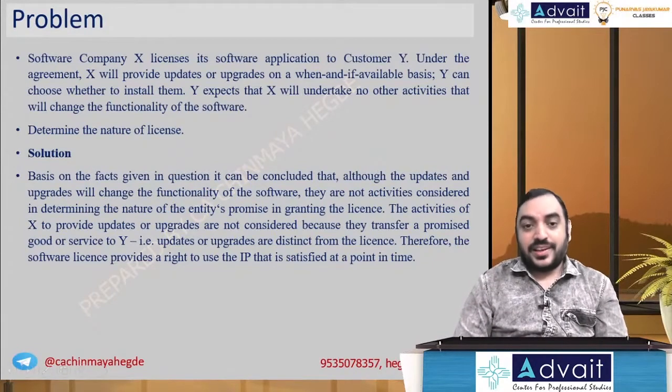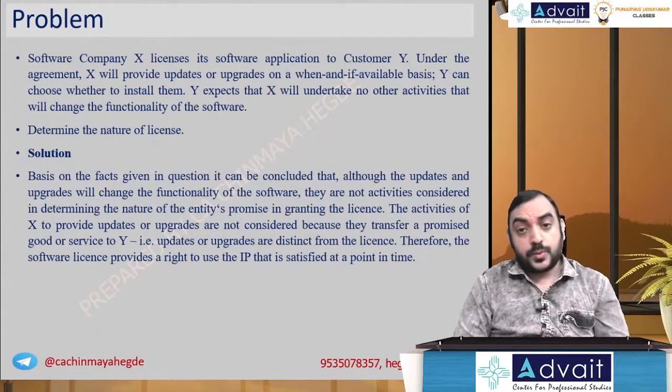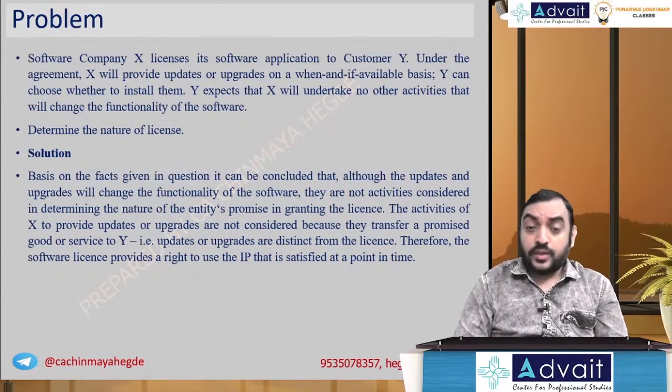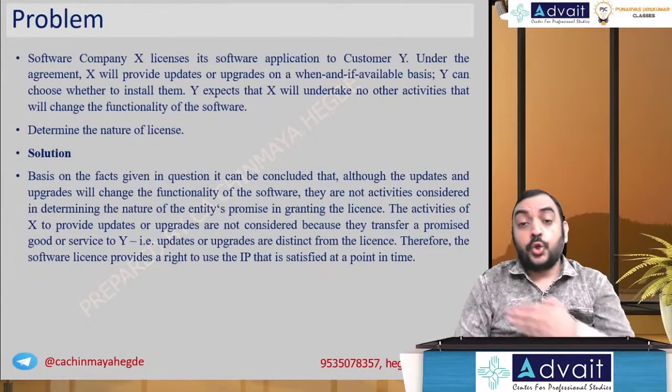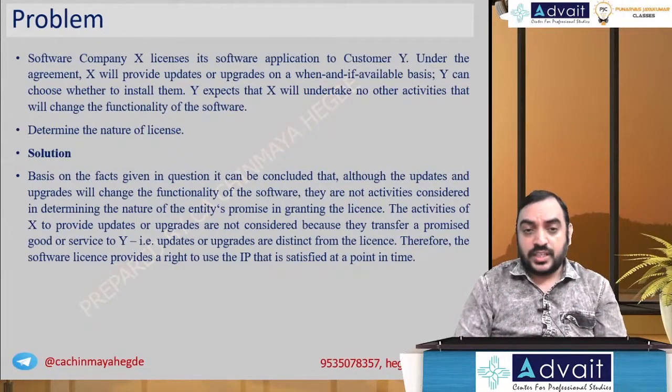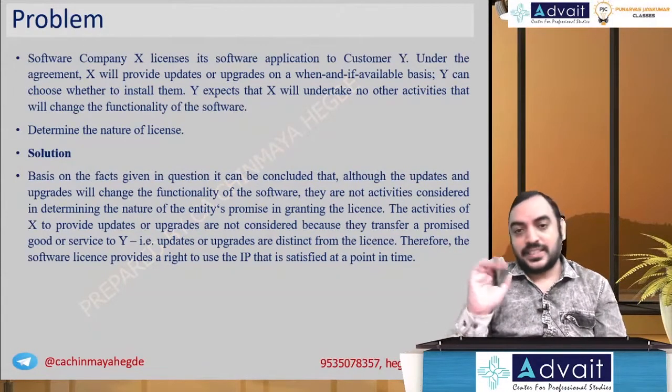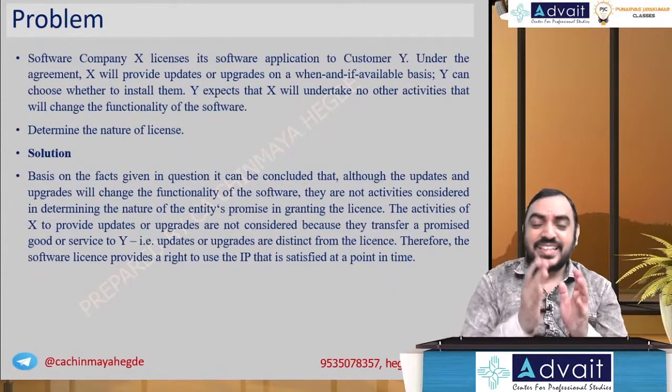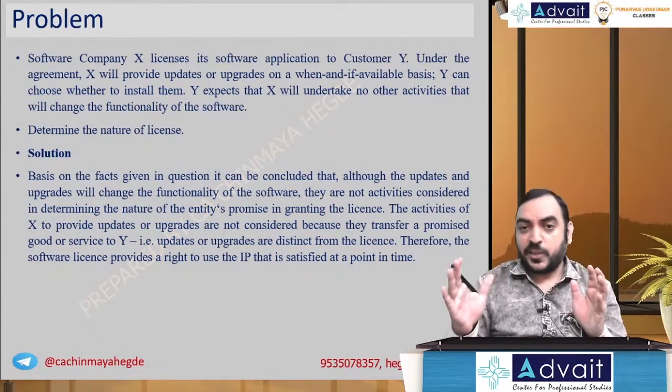Software company X licenses its software application to customer Y. Under the agreement, X will provide updates or upgrades on a when-and-if-available basis. Y can choose whether to install them. Y expects X will take no other activities that will change the functionality of the software. Determine the nature of the license. So the basic point is, is it a transfer at a point in time or a transfer over a period of time?